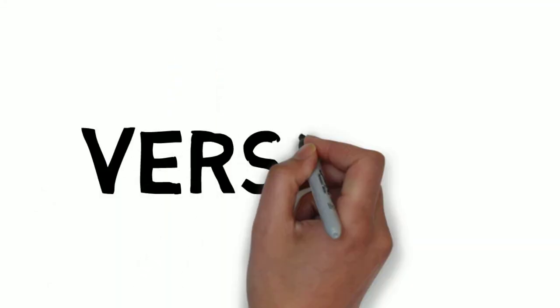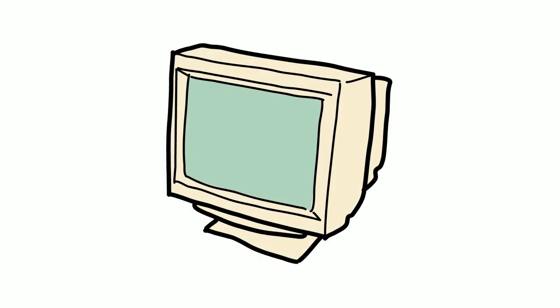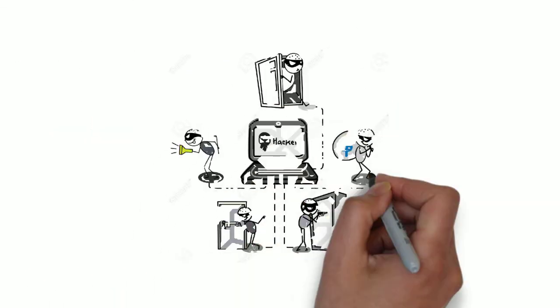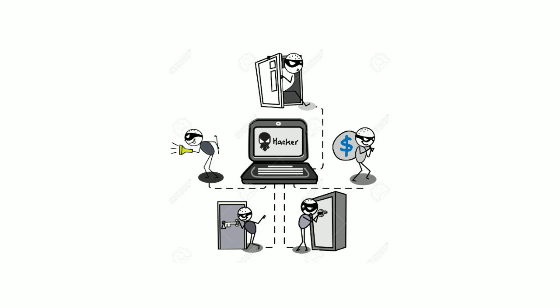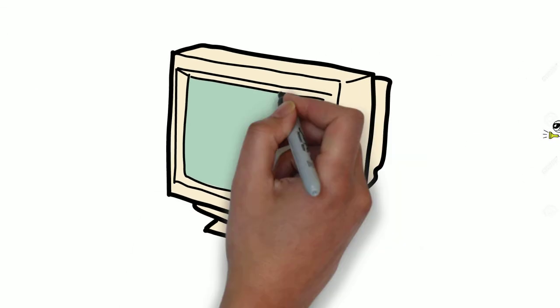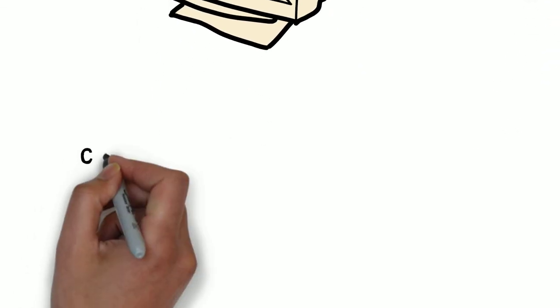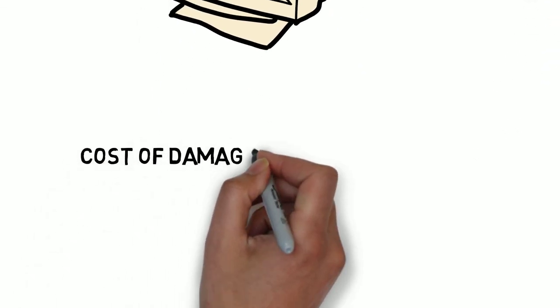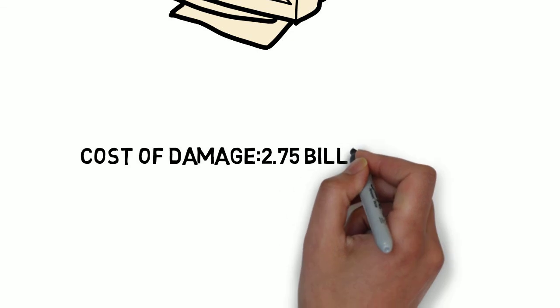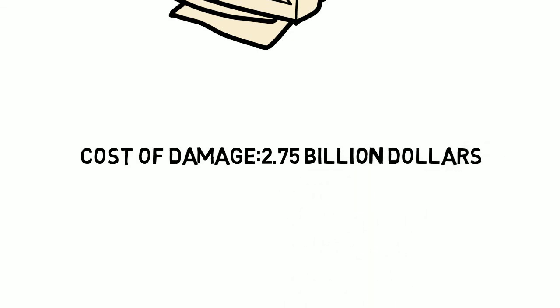The latest version of the virus, that's version 2, created a backdoor to the system, allowing attackers to access the computers, and those computers were no longer available to their intended users. However, Microsoft released patches, but users had to remove the virus manually. Cost of damage: $2.75 billion.